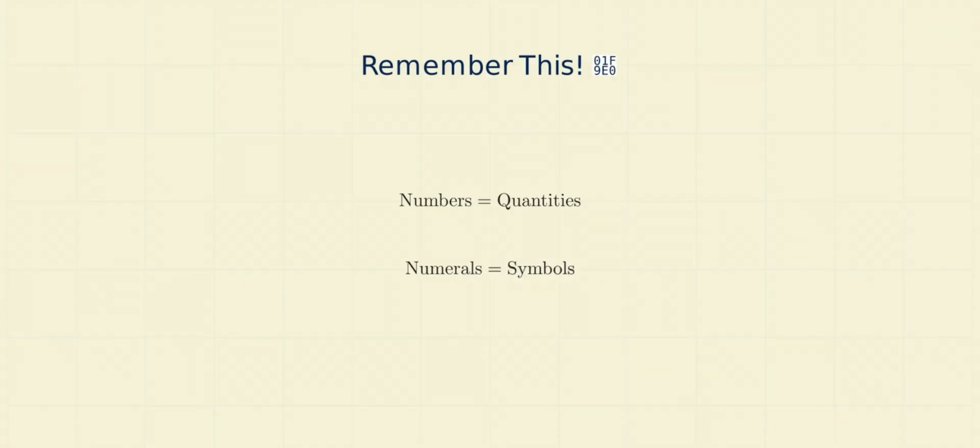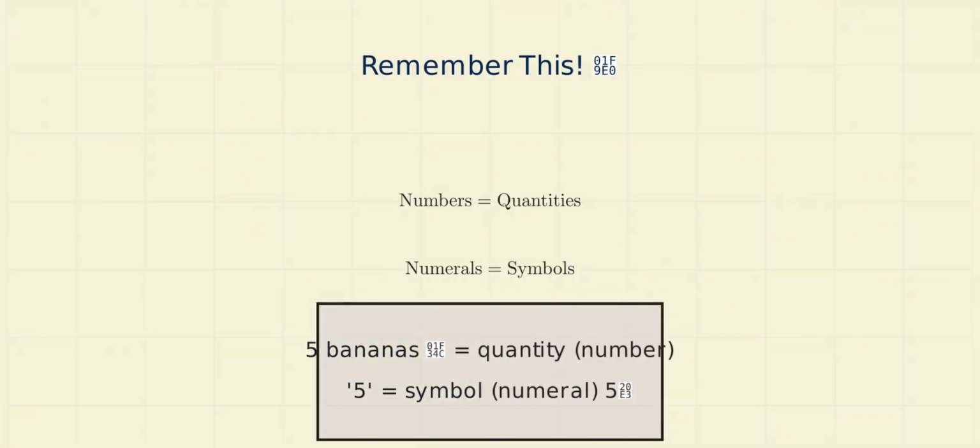Let's summarize what we've learned. Numbers represent quantities, while numerals are the symbols we write to represent those numbers. For example, 5 bananas is a quantity, which is a number. The symbol 5 is the numeral we use to represent that quantity.